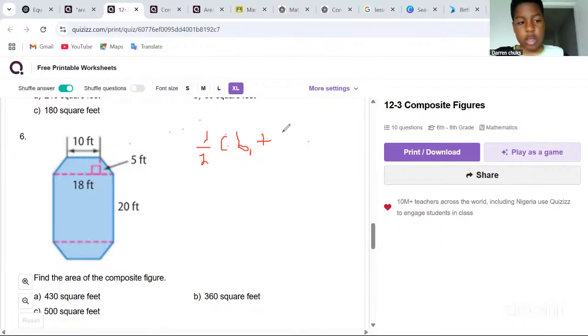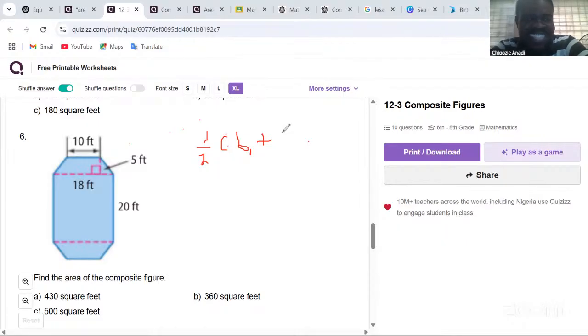500. 500. Is that your answer? Is 500 square feet your answer? Yeah. Very, very correct. Nice job. You see, you're able to solve the question in less than a minute. Nice job. I'm very, very happy with you.